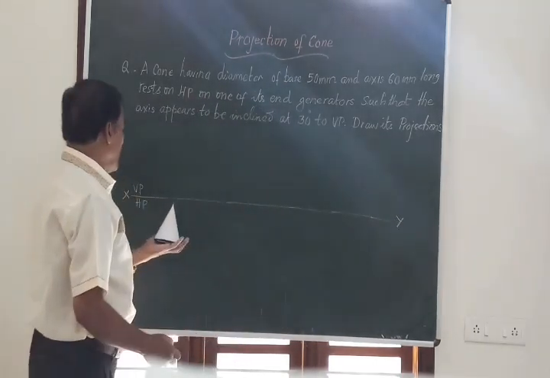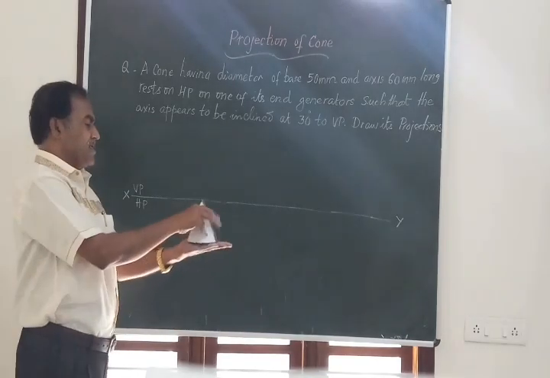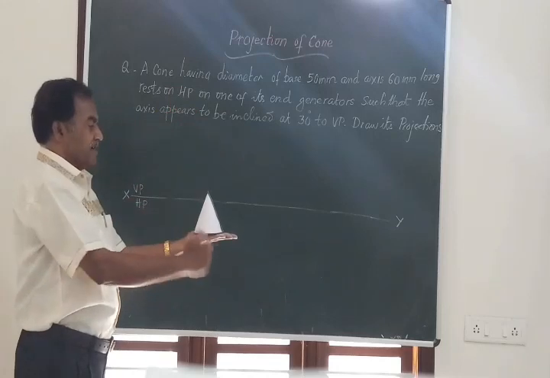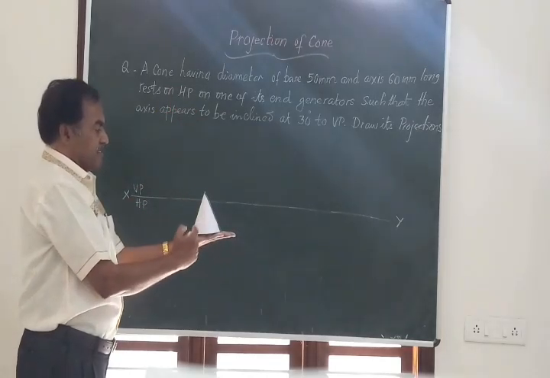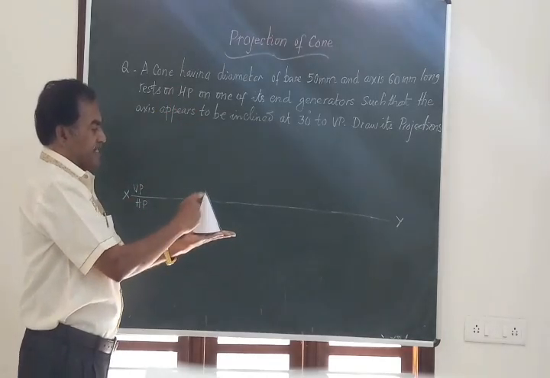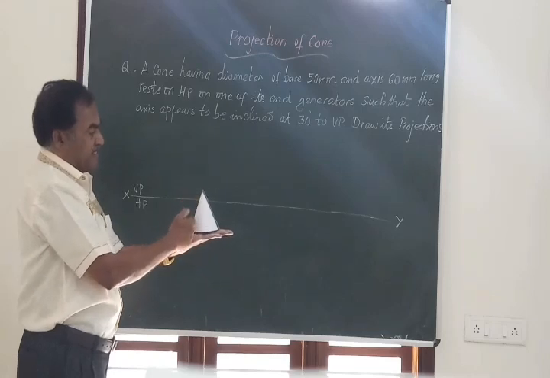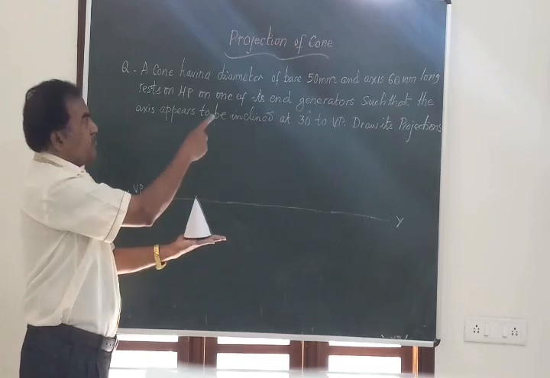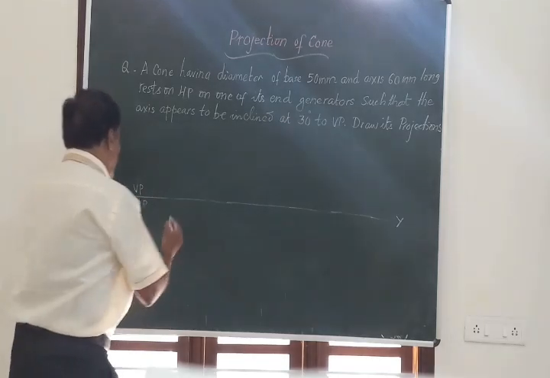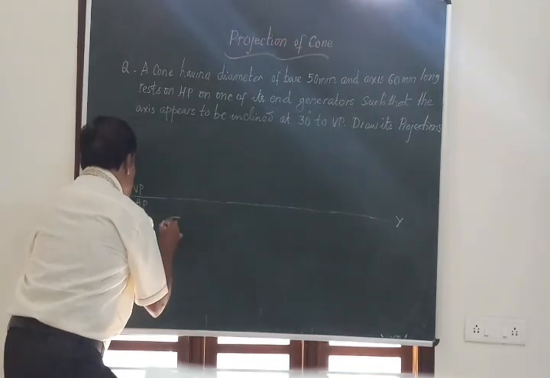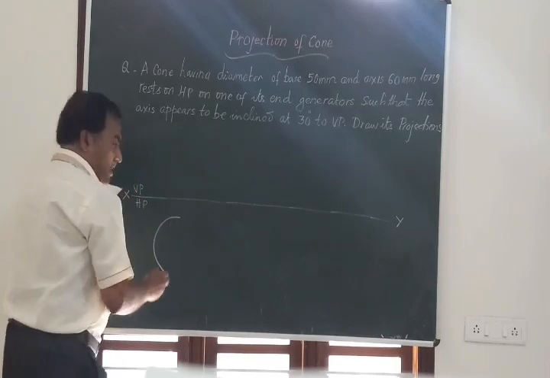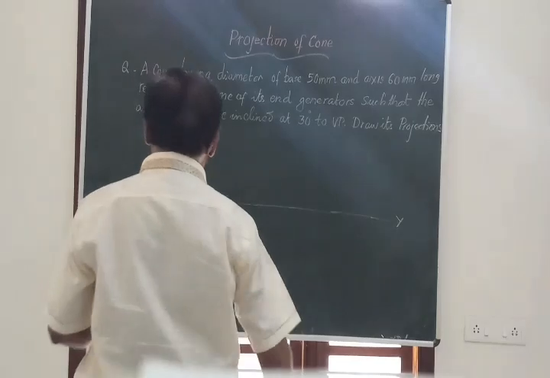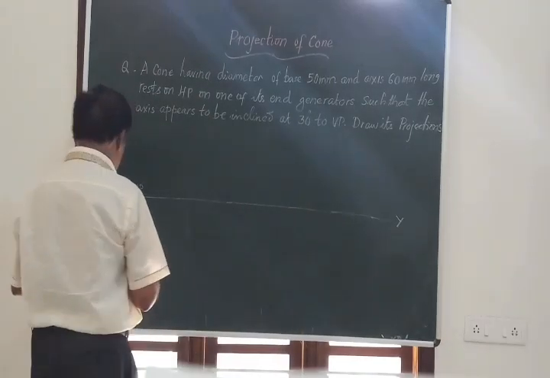So for the top view, I am placing the solid on HP such that the top view is a circle and the front view is a triangle. The triangle will have a vertical height, and these are the two end generators. This base will have a length equal to the diameter, that is 50 mm. So I am going to draw a circle of diameter 50 mm, a bigger circle, which makes it easy for us.